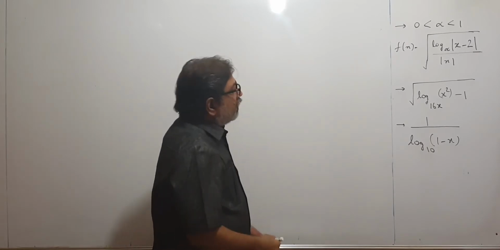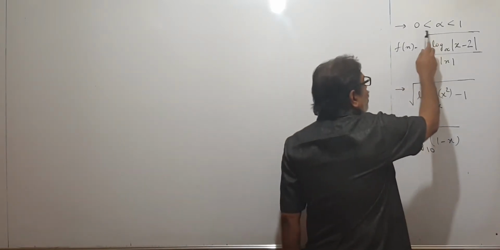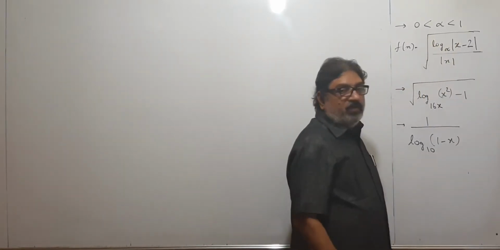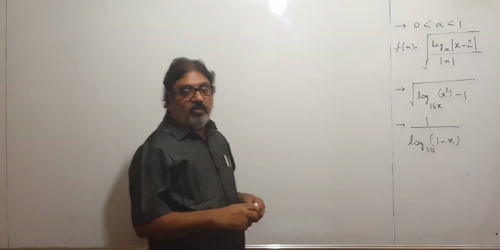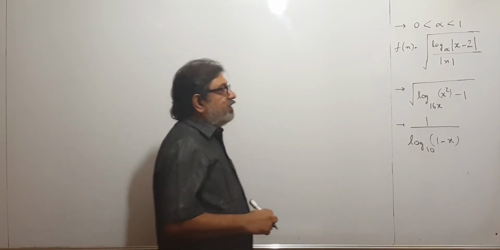Look. First, it is given to me that alpha is between 0 and 1. That means the base of the log is between 0 and 1. So it is a decreasing function. I just now told you: the base is less than 1, so the graph is a decreasing function. Anyway, f(x) is this much.